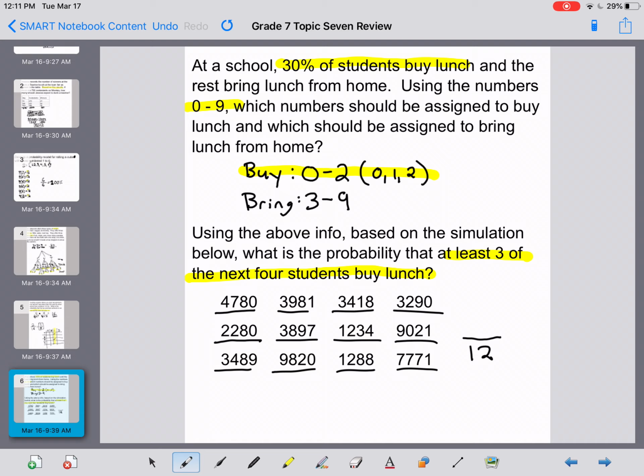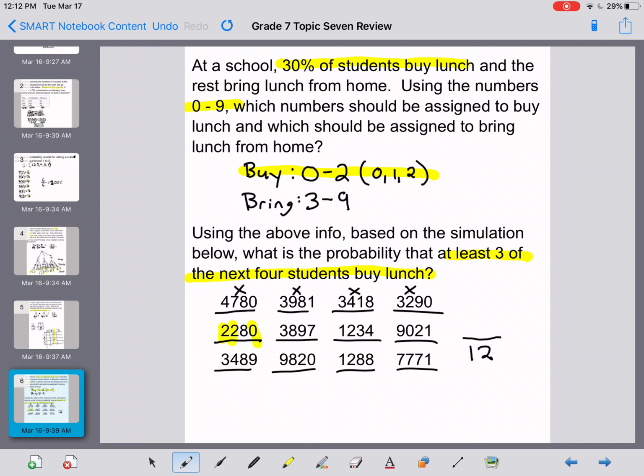In this one, 4780, that's no good. 3981, that's no good. 3418, that's no good. 3290, no good. 2280, that's good because this is buy lunch, buy lunch, buy lunch. So that works out.